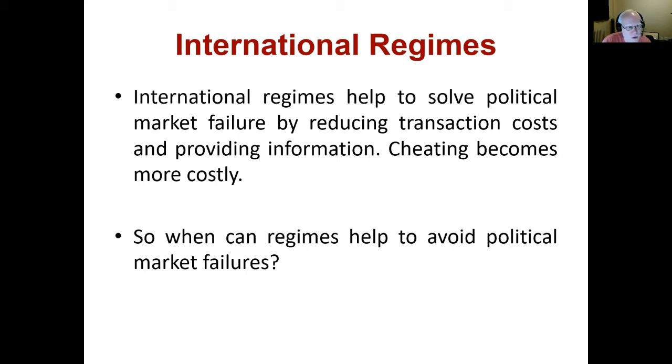So when do regimes help us to avoid market failure? In what scenarios? I've talked about providing public goods like a road, but that's just one example. We'd like to have more general rules about when we expect political market failure, where individual self-interested behavior doesn't lead to collectively optimal outcomes. One of the terms used is Pareto suboptimal outcomes. So outcomes that are not in the collective self-interest, where we could do better by working together.